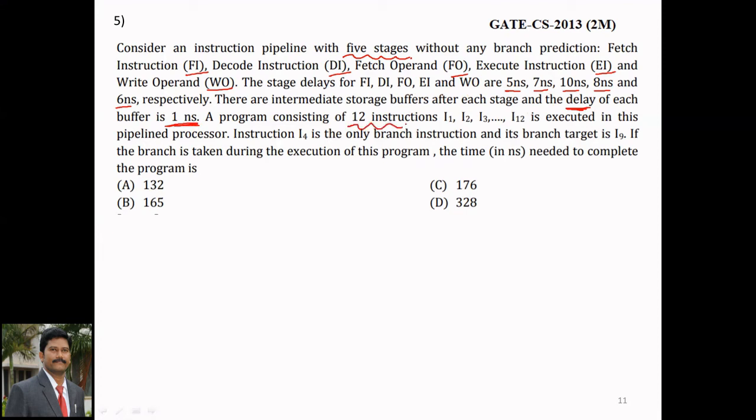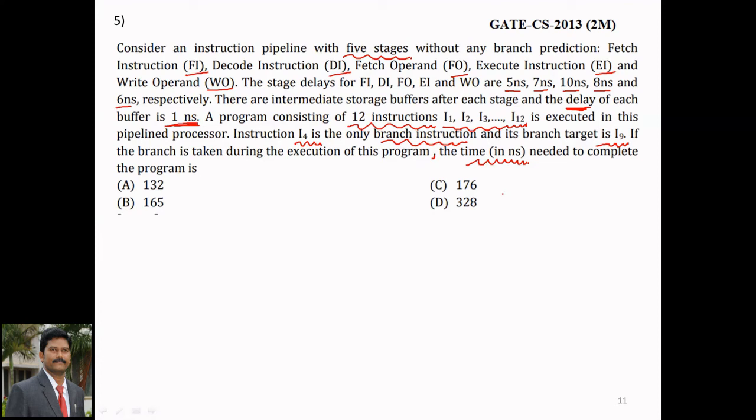Now 12 instructions are there, I1 to I12, executed in this pipeline processor. In those 12 instructions, if you consider I4, I4 is the only branch instruction, and its branch target is I9. I4 to I9 directly jumps, okay, because that is a branch instruction. If the branch is taken during the execution of this program, the execution time in nanoseconds needed to compute the program is 132 nanoseconds, 165 nanoseconds, 176 nanoseconds, or 328 nanoseconds; these options are given.